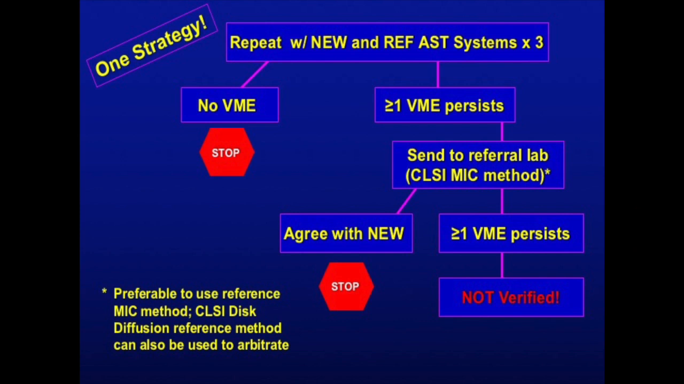And so what are we going to do now here? How are we going to resolve these discrepancies? We have some guidance for this in M52, and this is one strategy. There may be other ways that you, or your laboratory director, may decide on how you're going to resolve discrepancies. So what we have here, we're saying that we're going to repeat it with both the new and the reference test systems in triplicate.